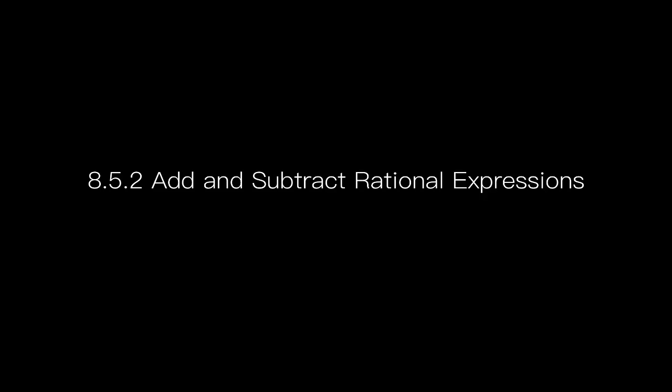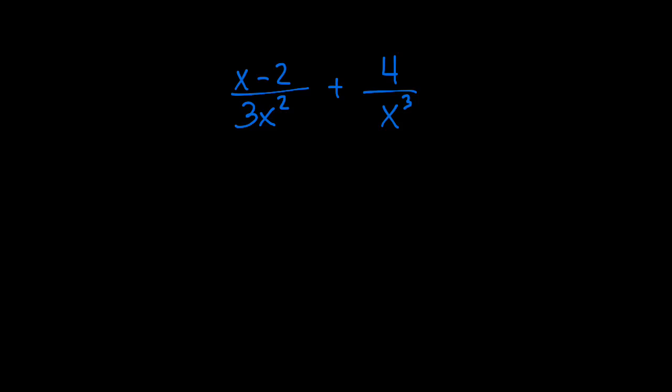So let's jump into our examples of adding and subtracting rational expressions. The first one we're looking at is (x - 2) over 3x squared plus 4 over x cubed. These are going to be harder to tell what the common denominator is, but we have to look at just the factors. Here we have a factor of a 3, and then we have x squared. On the right, we just have x cubed.